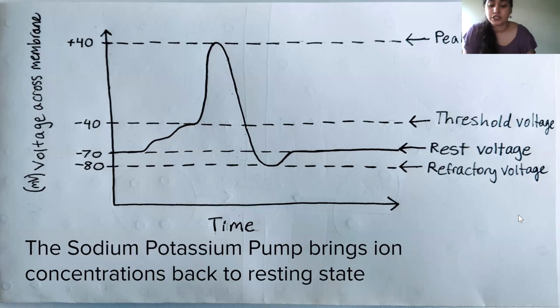Another protein, a sodium-potassium pump, brings the concentrations of sodium and potassium ions to resting state using short-term energy from an energy-carrying molecule called ATP to move the ions against where they want to go if needed. The action potential is complete when the cell is back at its resting voltage of -70 millivolts and its ion concentrations are reset.